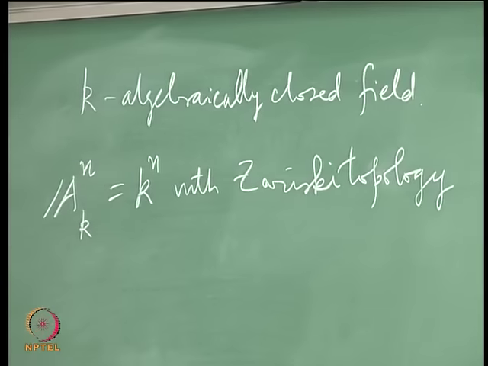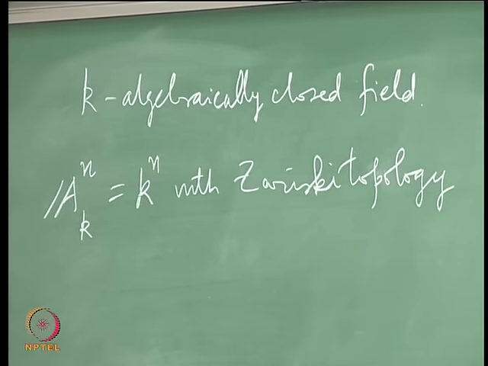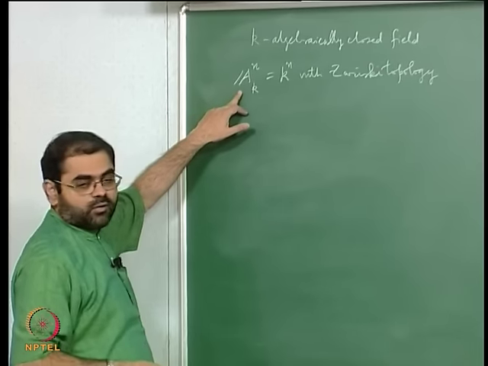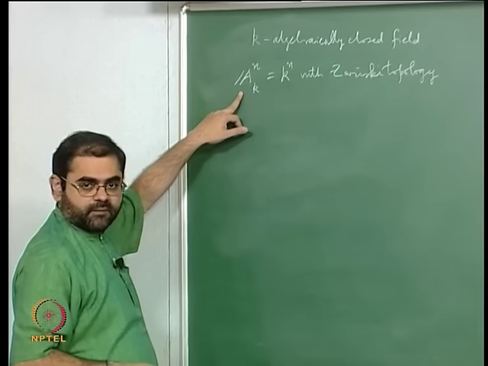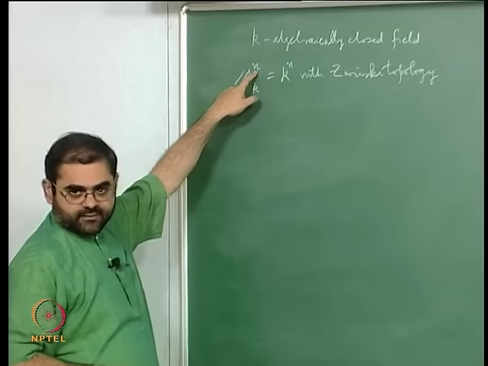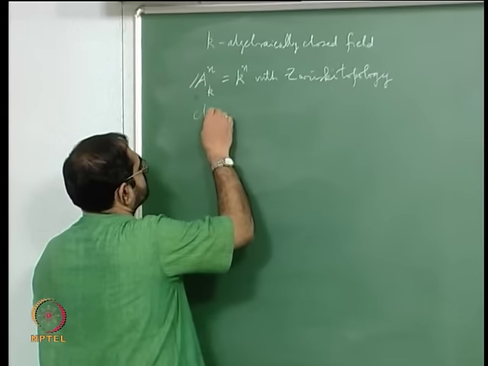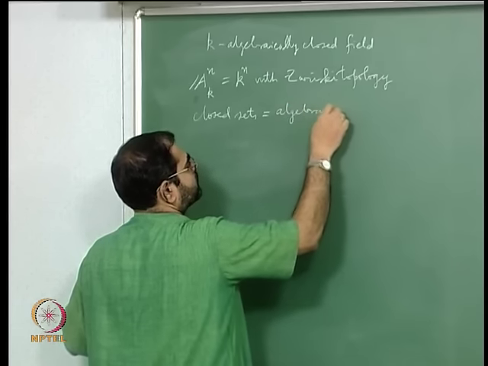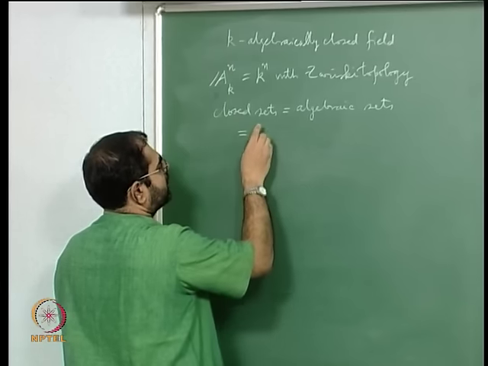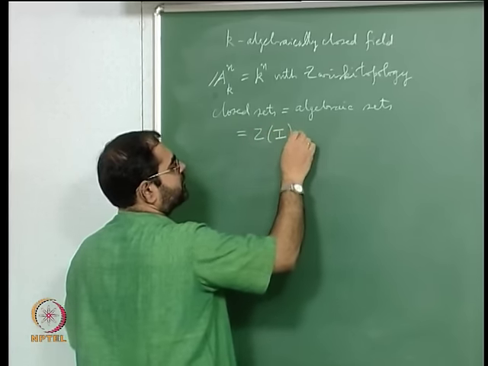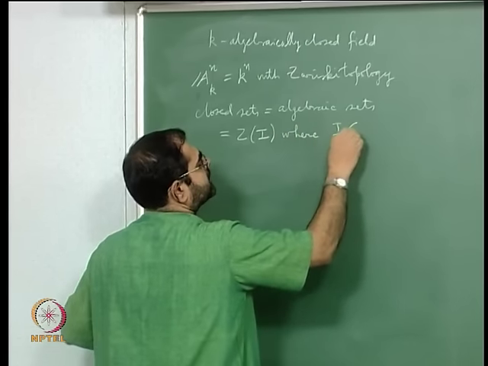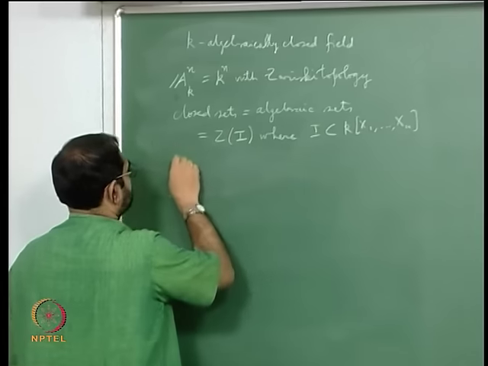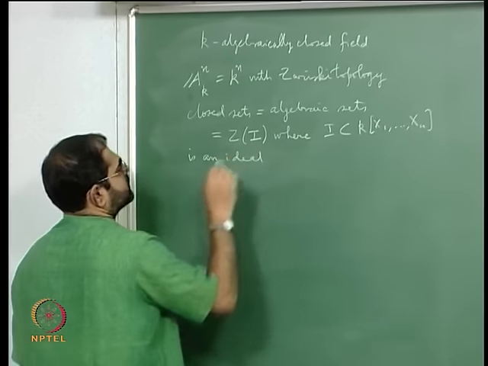And what is the Zariski topology? The Zariski topology is the topology for which the closed sets are given by zero sets of ideals, and the ideals should be taken in the ring of polynomial functions in n variables over k, where the n is the same as this n. So closed sets are also called algebraic sets, and they are just of the form Z(I), where I inside the polynomial ring in n variables over k is an ideal. So this is the Zariski topology.